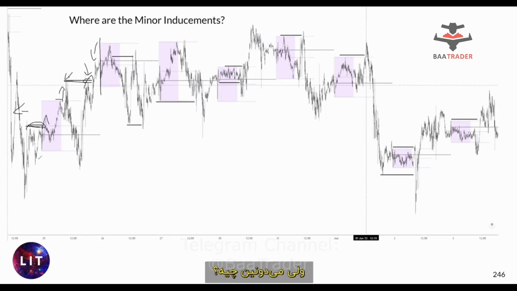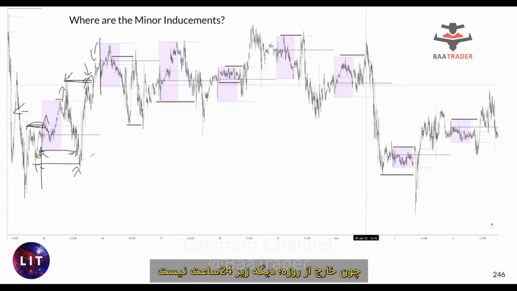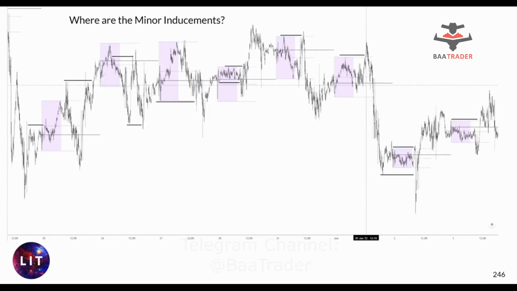But guess what? This inducement is obviously the inducement of this one, but this right here is to the left of the day. So this inducement to the low side is not minor anymore because it's outside, not intraday anymore. Okay, so let's walk through it actually. Next day, right? This is the day.